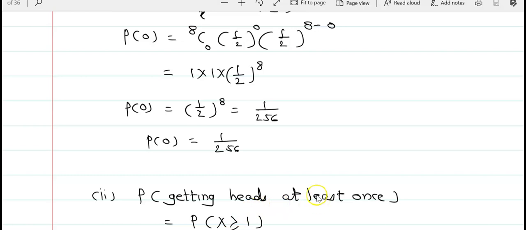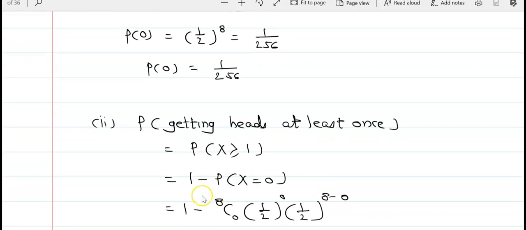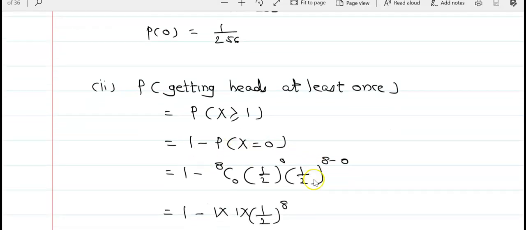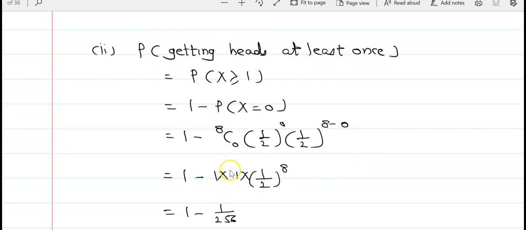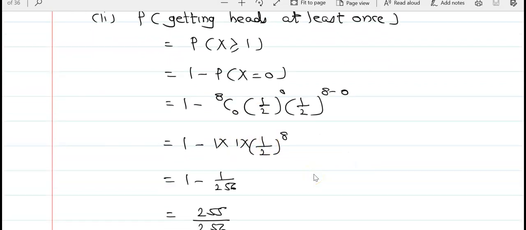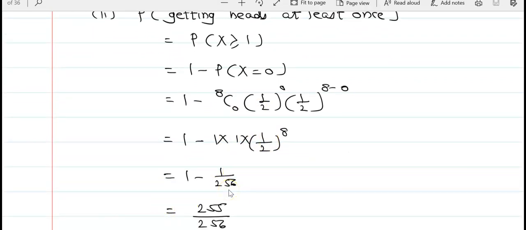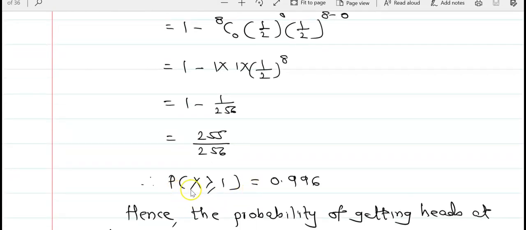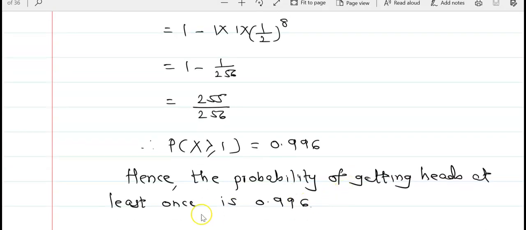Getting head at least 1, that is P of capital X greater than or equal to 1. This is nothing but 1 minus P of capital X equal to 0. 1 minus 8C0, 1 upon 2 raised to 0 and 1 upon 2 raised to 8 minus 0. This is 1, 1, 1 upon 2 raised to 8, that is 1 minus 1 upon 256. If we evaluate it, you will get P of capital X greater than or equal to 1 as 0.996. The probability of getting the head at least once is 0.996.